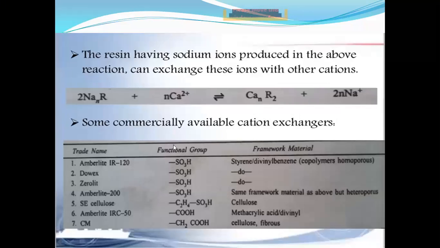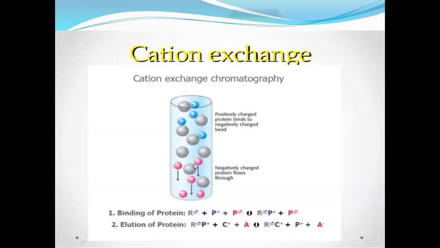Likewise, n sodium ions are replaced with n by 2 calcium ions, as we need to satisfy the equivalent amount of positive charge. The resin having sodium ions produced in the above reaction can exchange those ions with other cations. These are the commercially available cation ion exchangers. Next, how it works: cation ion exchanger, the binding of protein.